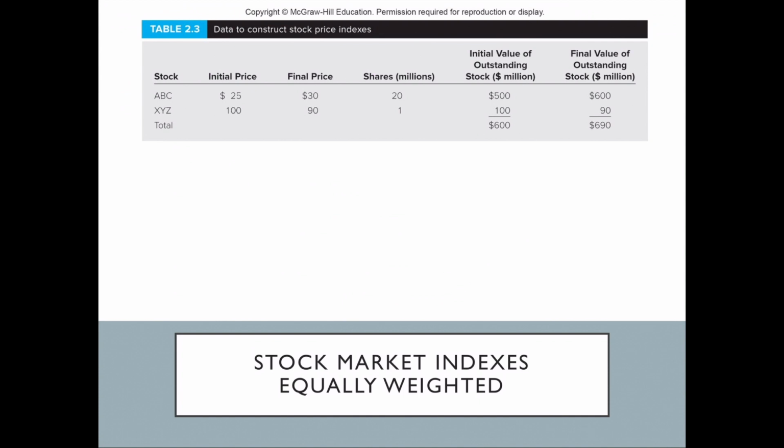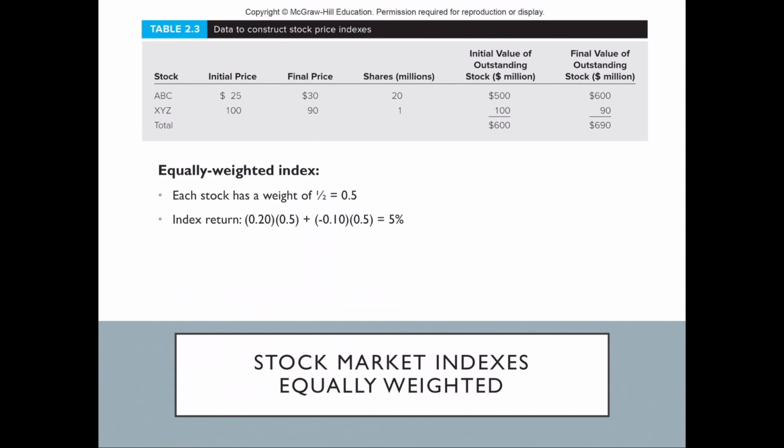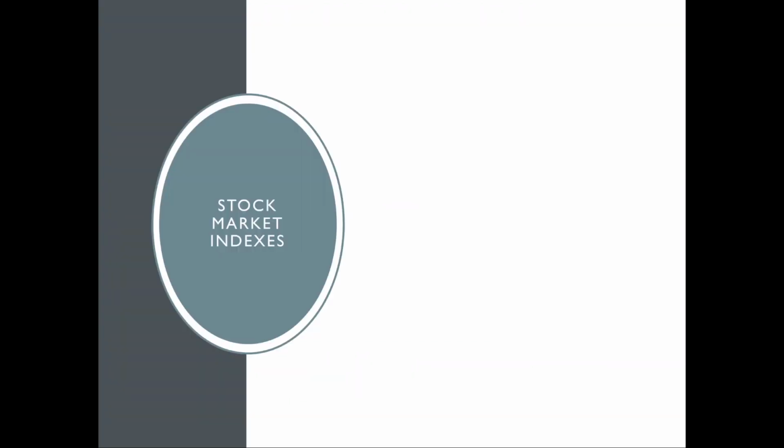And then last up would be equally weighted. So each stock has equal weights. So each stock has a weight of 50% in this scenario, since we only have two stocks. So the 20% return of ABC going from 25 to 30, the negative 10% return of stock XYZ, both have a 50% weight. The index return is 5% as a whole. So when you're creating a portfolio to track an index, which method works better?